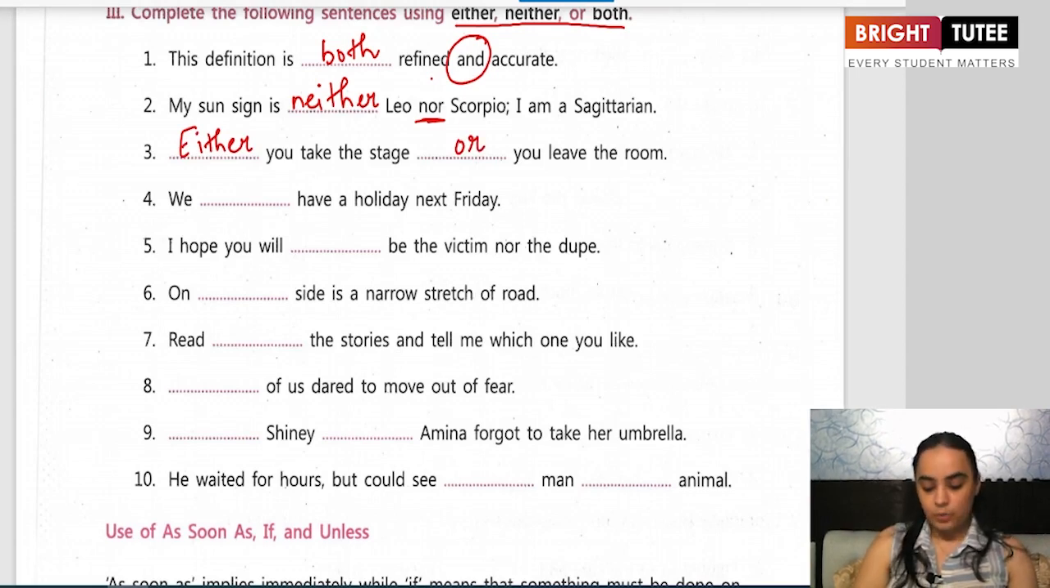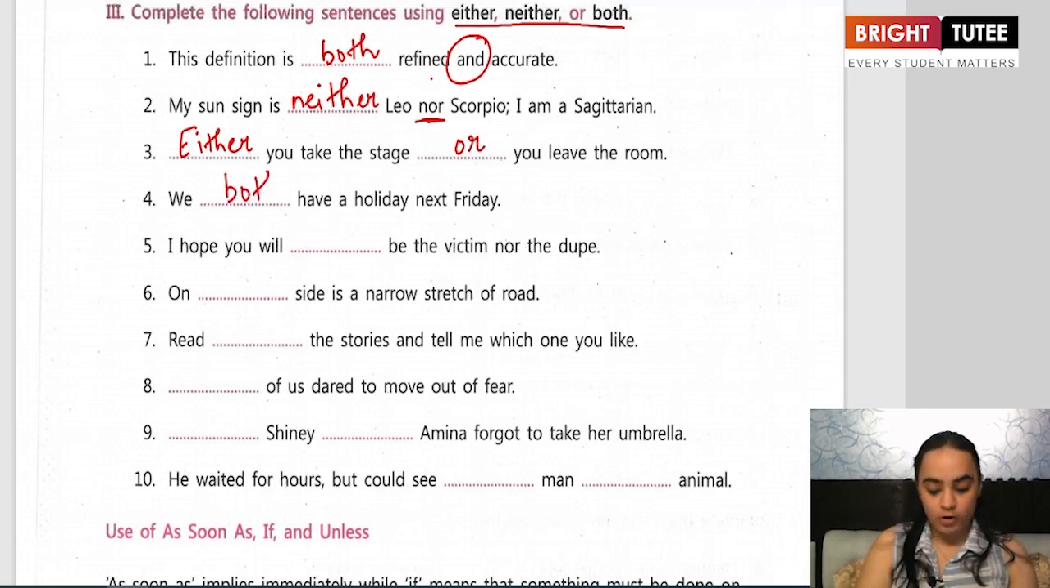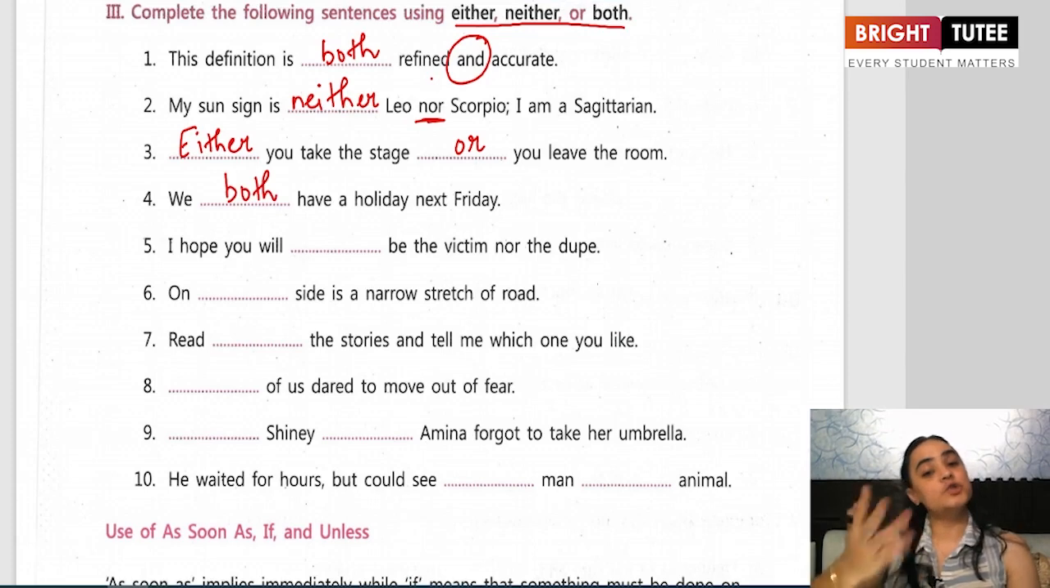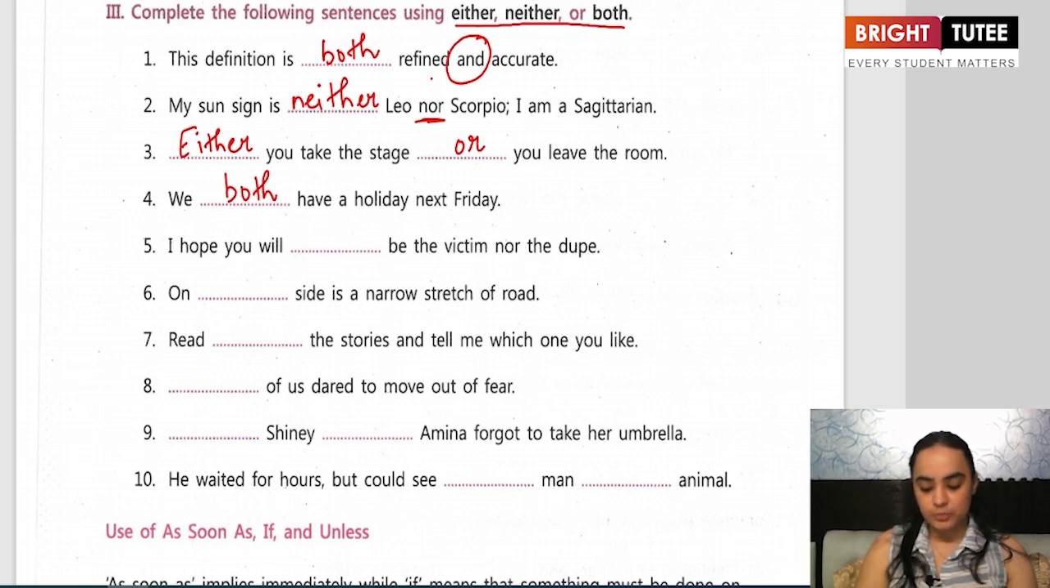We both have a holiday next week. So we both have a holiday next week. Two of us together have a holiday next week. I hope you will neither be the victim nor the dupe. Nor again is used, very clear, simple. We know we use nor with neither, so I have written neither.